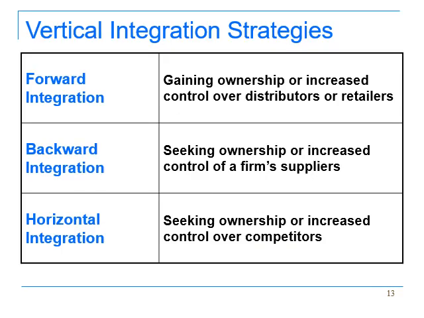First, forward integration. It involves gaining ownership or increased control over distributors or retailers. An increasing number of manufacturers today are pursuing a forward integration strategy by establishing websites to directly sell products to consumers. This strategy is causing turmoil in some industries.